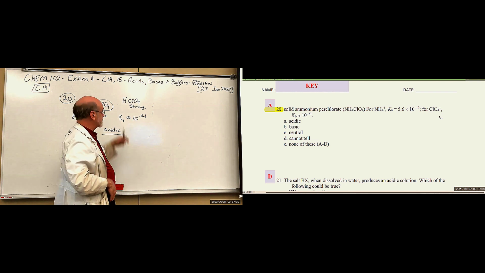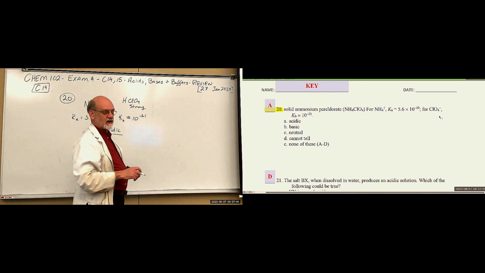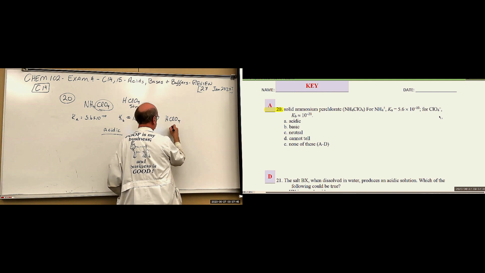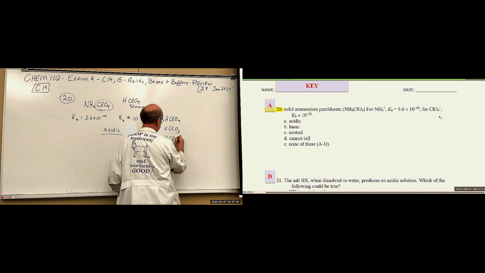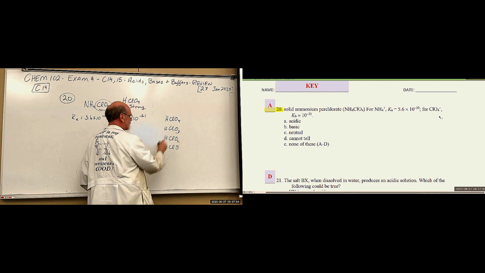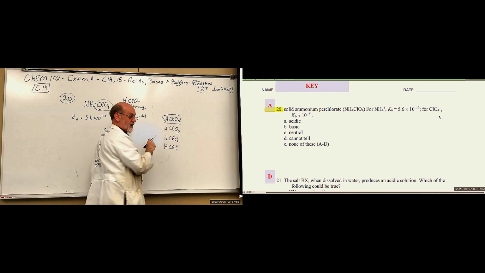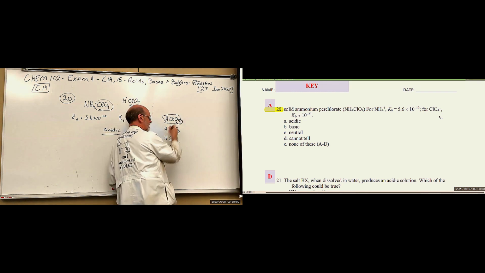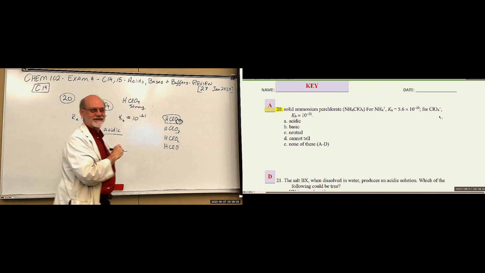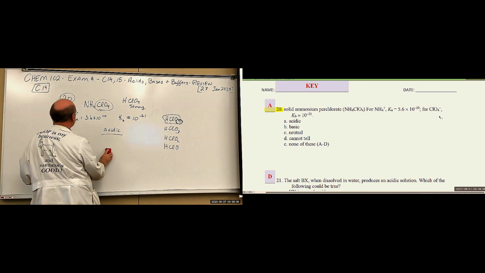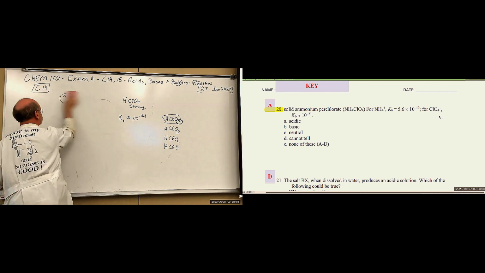Okay. In fact, it's the strongest acid of the group. This one, that one, that one. This is the strongest acid in the group because it has the most oxygens. Okay. All right, that was 20.